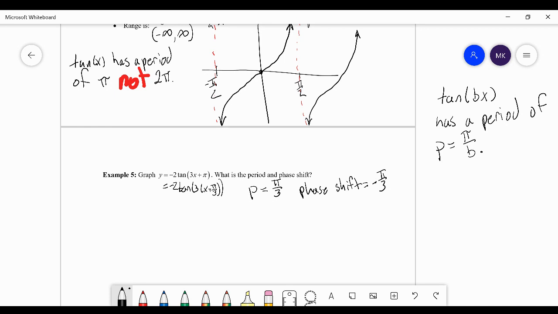To figure out our start and end points, we could do the same thing. We know that tan starts at negative pi over 2 and ends at pi over 2, so we could do that whole rigmarole. But we could also just use our phase shift, negative pi over 3, so it's moving to the left pi over 3. So if I'm at negative pi over 2 and I go backwards pi over 3, we do a little bit of algebra. And what do we get?